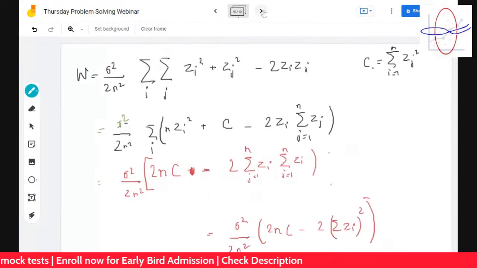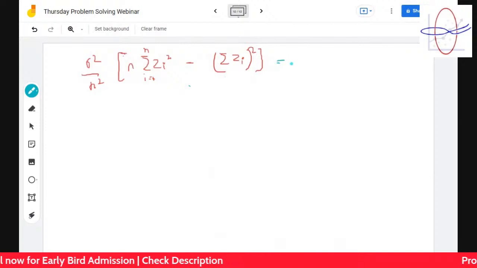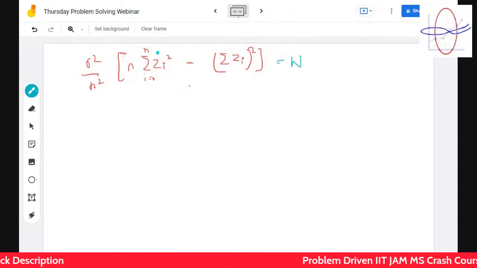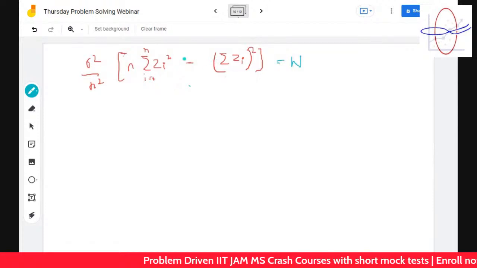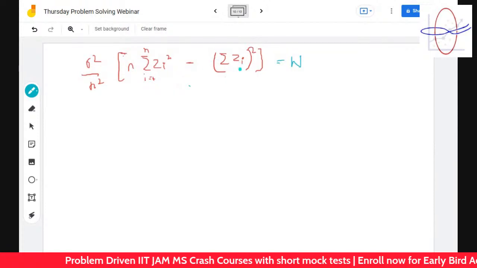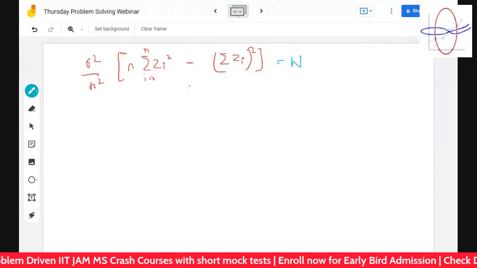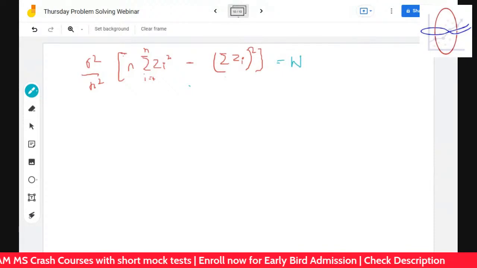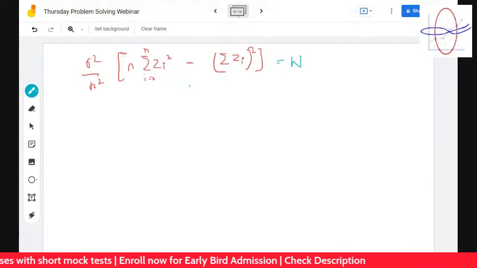Okay, so here we need to find the variance of W. So we can find the variance of here, we can find the variance of this. The thing is that there is a covariance between these. Okay. The idea is that in the exam you need to reduce the efforts. In the exam hall you need to reduce the efforts.